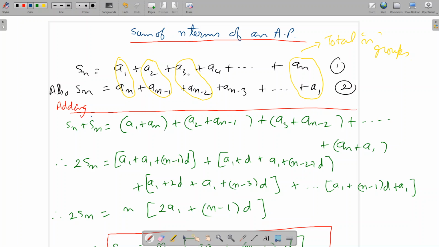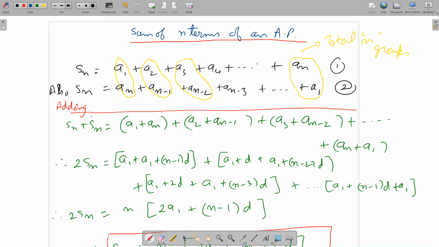Sum of n terms of an AP. So Sn is equal to a1 plus a2 plus a3 and so on till an. What is Sn? Sn is the sum of all the n terms of an AP. Also, if we reverse the order and add them, it will still be Sn only. So Sn can be written as an plus an minus 1 plus an minus 2 and so on till a1.